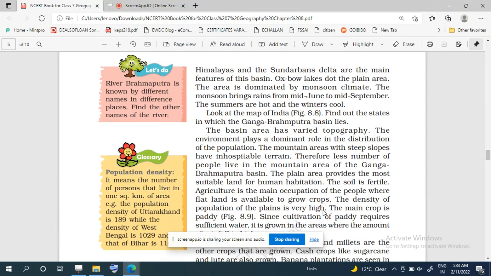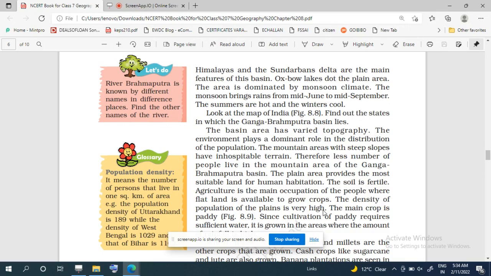As we have seen, this area is dominated by monsoon climate, and that monsoon climate brings rain from mid June to mid September. The southwest monsoon and the southeast monsoon are responsible for bringing rain in this region. And the summers are hot and the winter is cool.